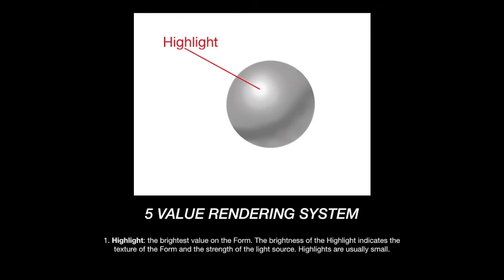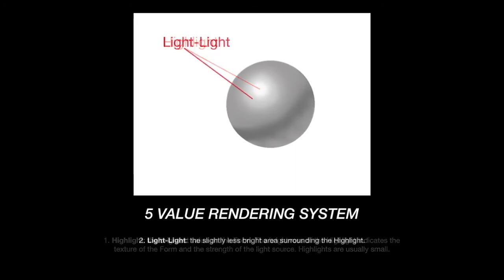Number 1. Highlight. The brightest value on the form. The brightness of the highlight indicates the texture of the form and the strength of the light source. Highlights are usually small. Number 2. Light. The slightly less bright area surrounding the highlight.